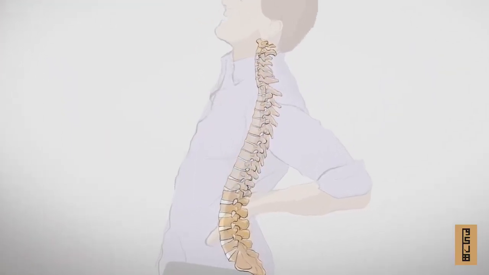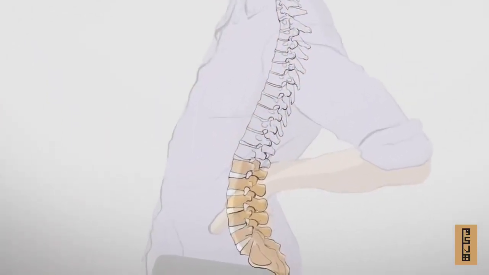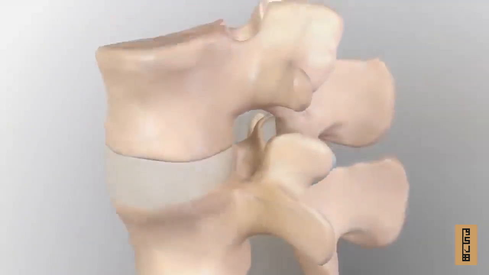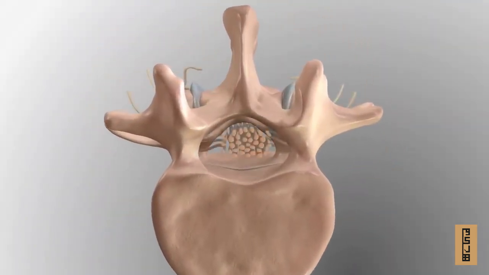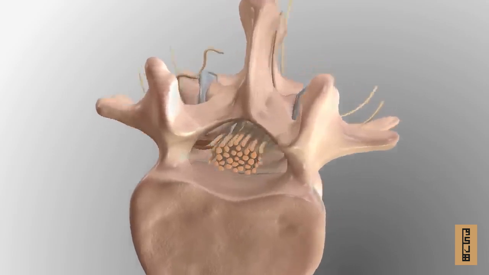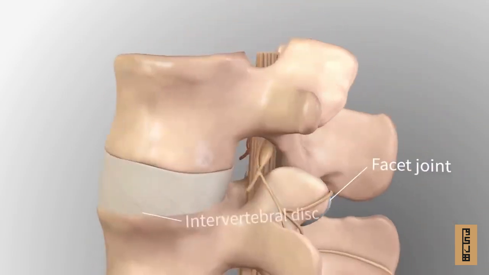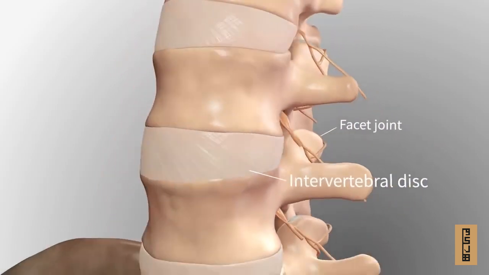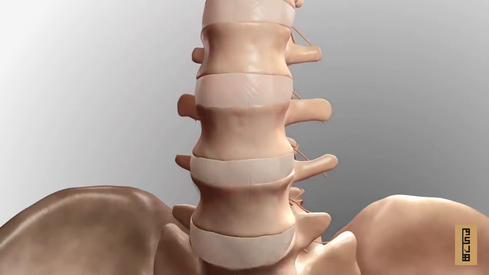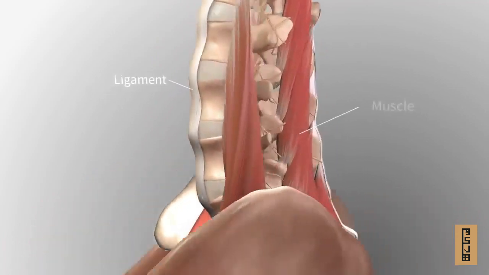Back problems and back pain commonly occur in the lumbar region. Each vertebra has an opening that forms the spinal canal and protects the spinal nerves. Facet joints and intervertebral discs connect the vertebrae above and below. These structures are held together by groups of ligaments and muscles.